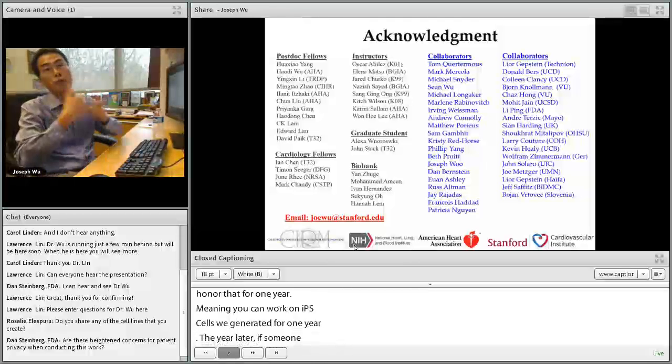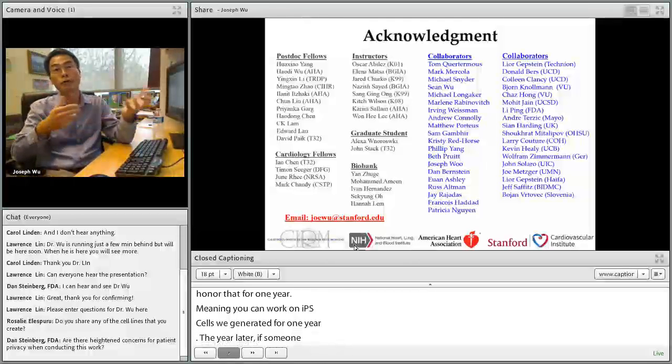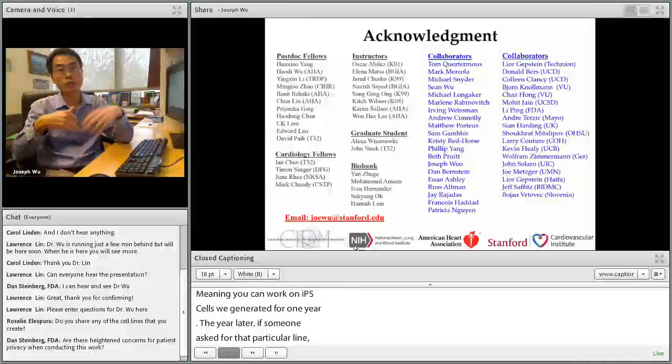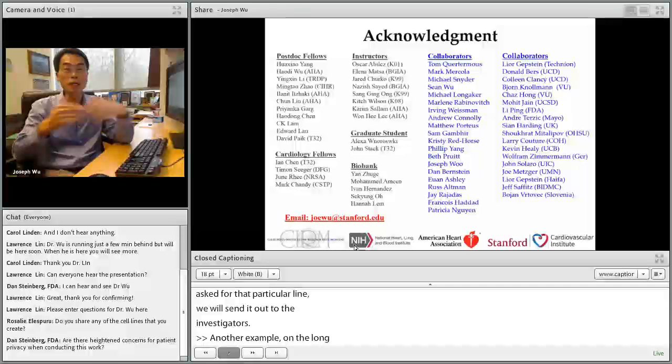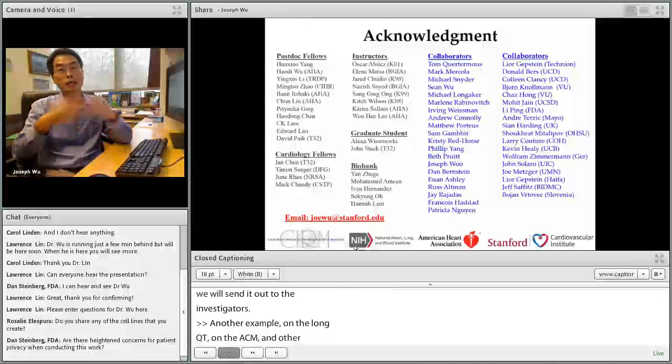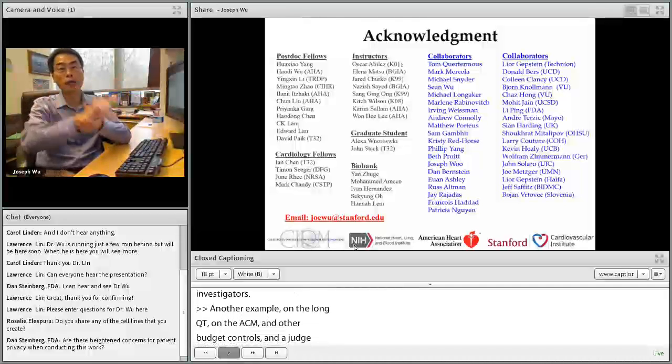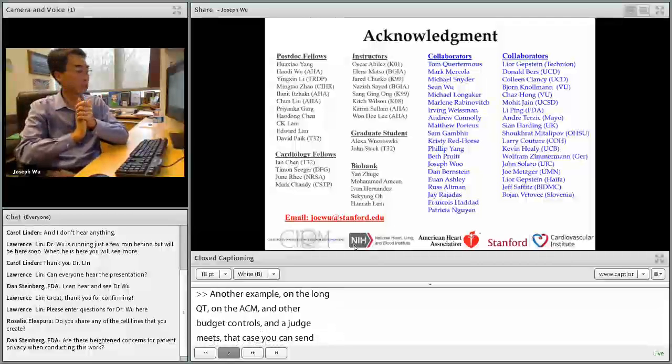The other example would be, for example, where we have published on the long QT, the DCM, the HCM, a whole bunch of control patients, and the aldehyde dehydrogenase. In that case, you could send us an email request saying you would like to have the undifferentiated iPS lines, and we will be happy to send you the lines.